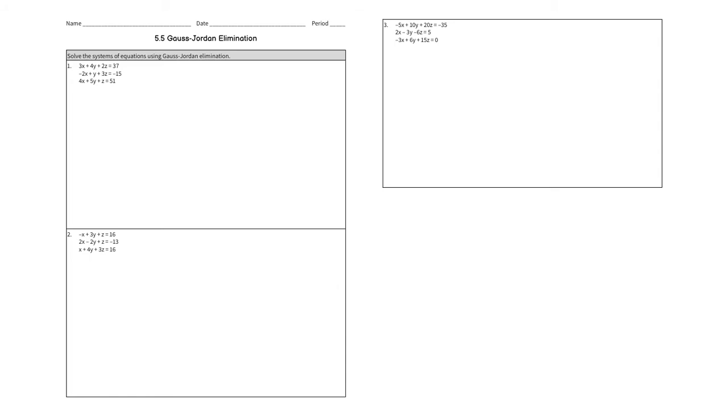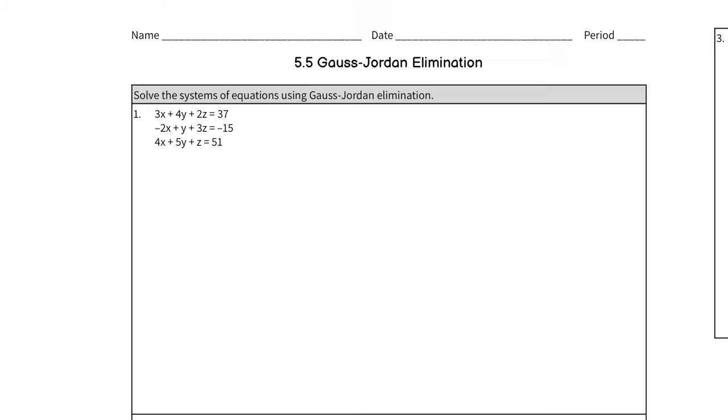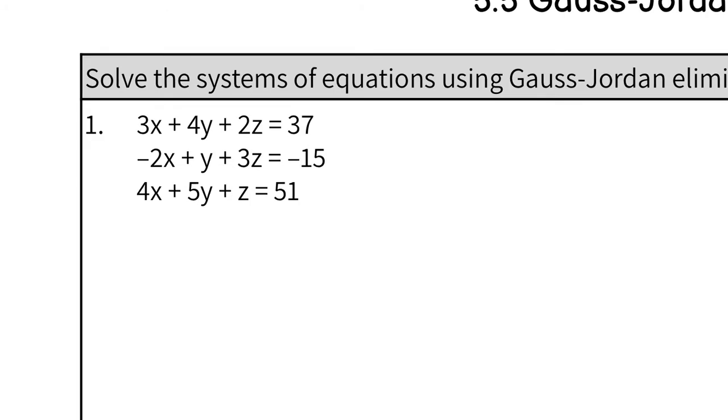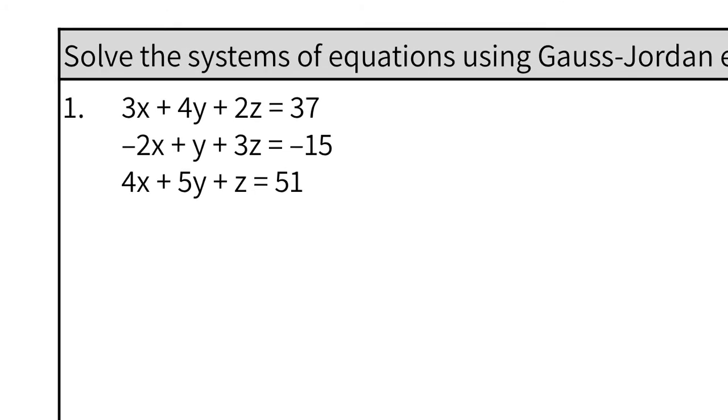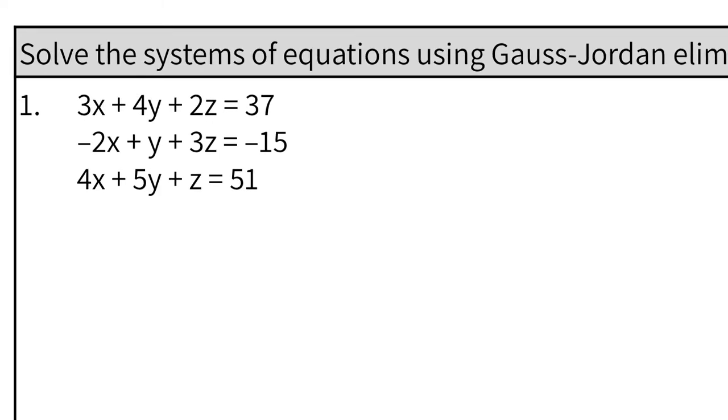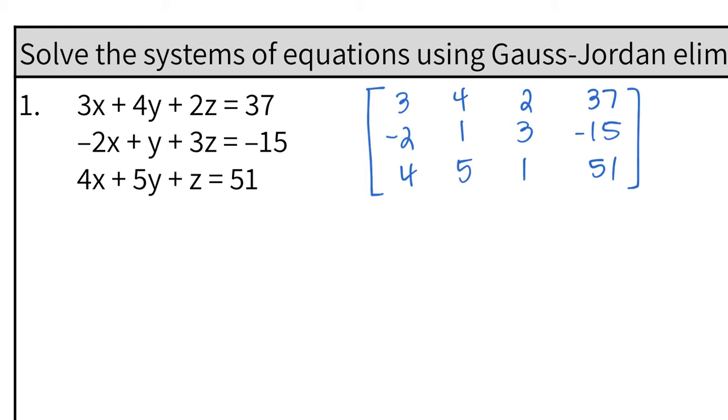So starting with number 1, here's the system that we're looking at. The first thing you want to do is turn it into an augmented matrix, which means that we get the coefficients and the constants. So top row would be 3, 4, 2, 37. Second row, -2, 1, 3, -15. And then last, 4, 5, 1, 51.